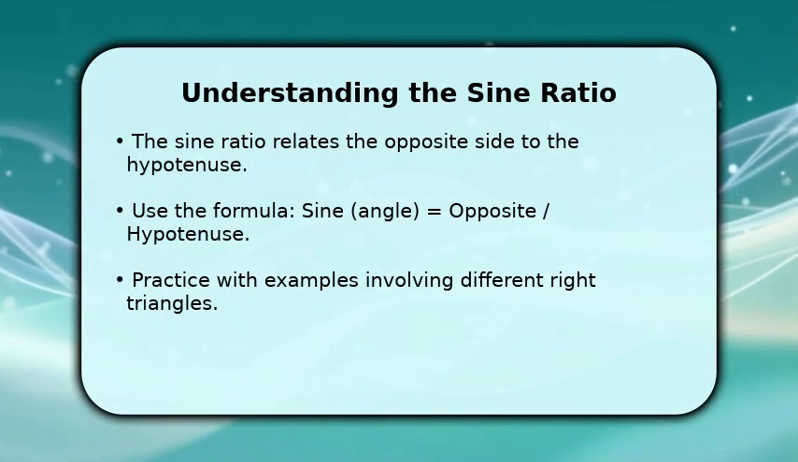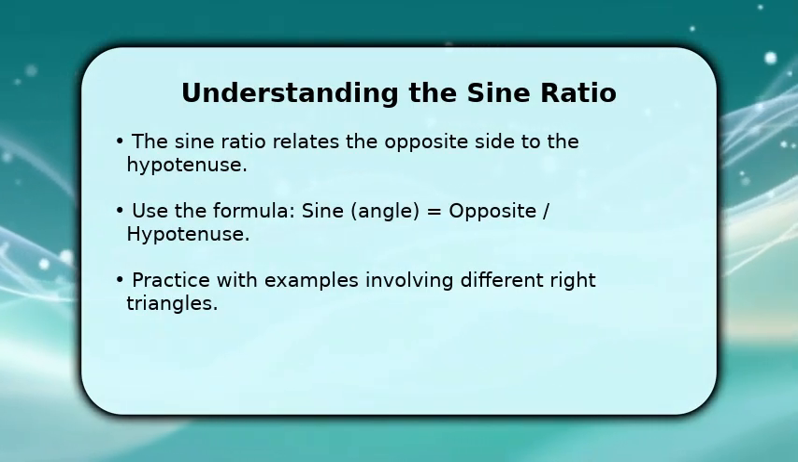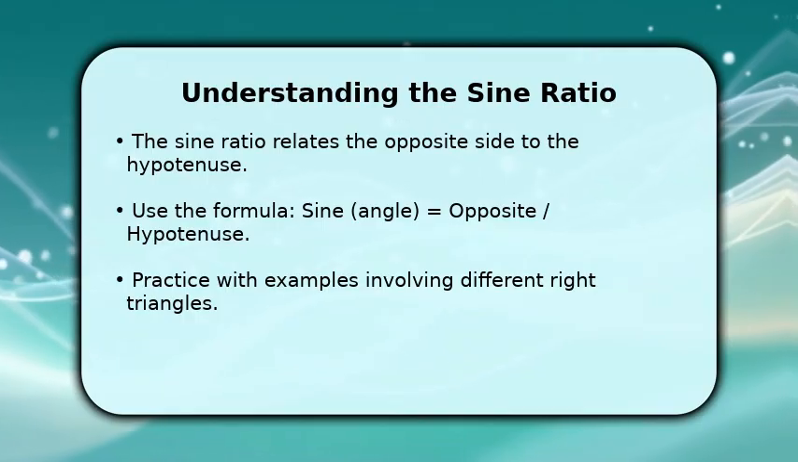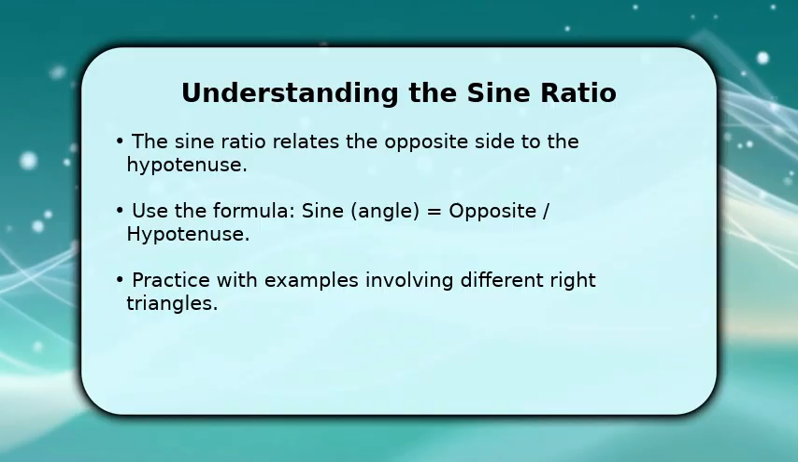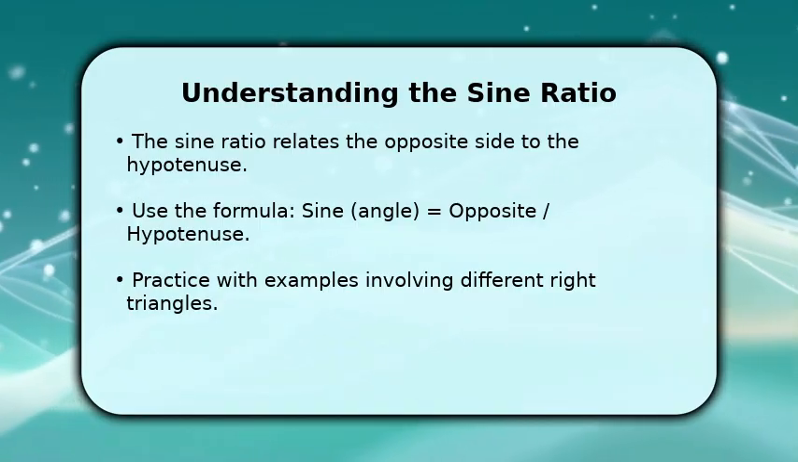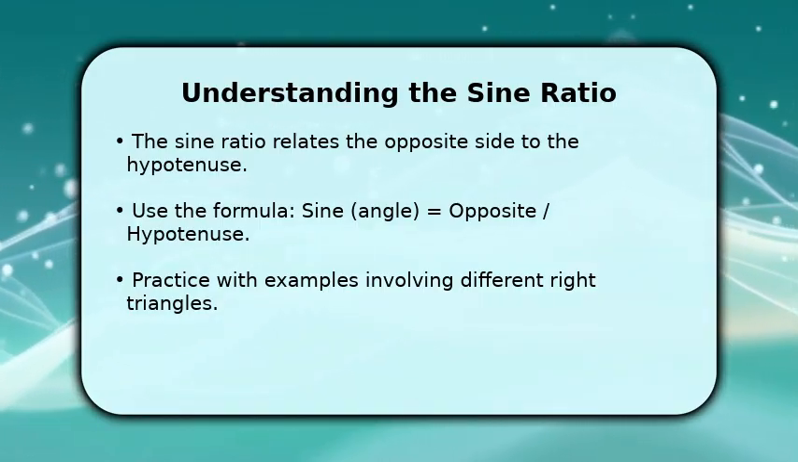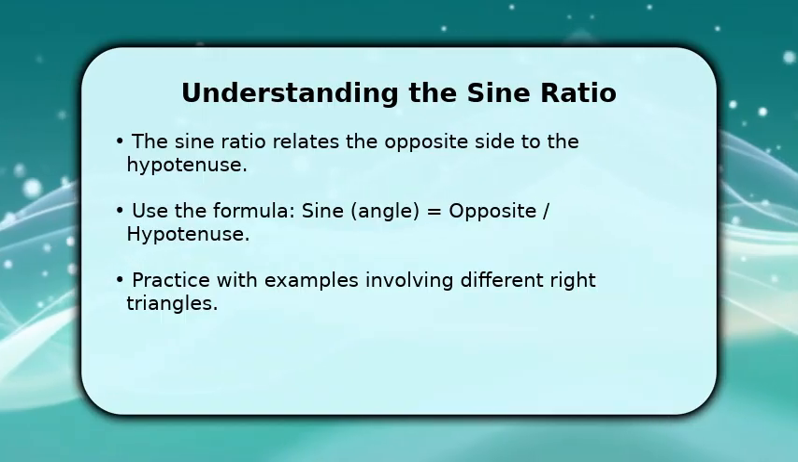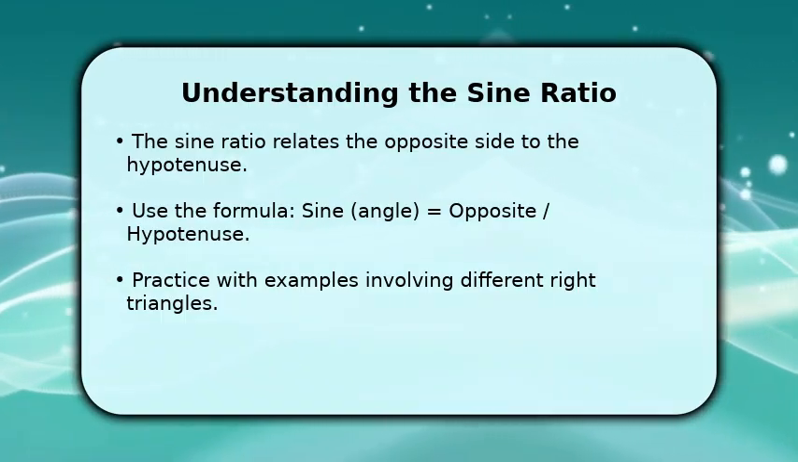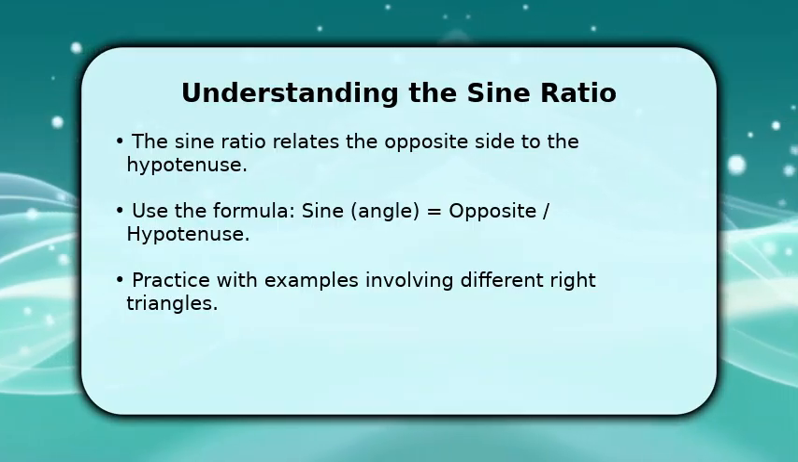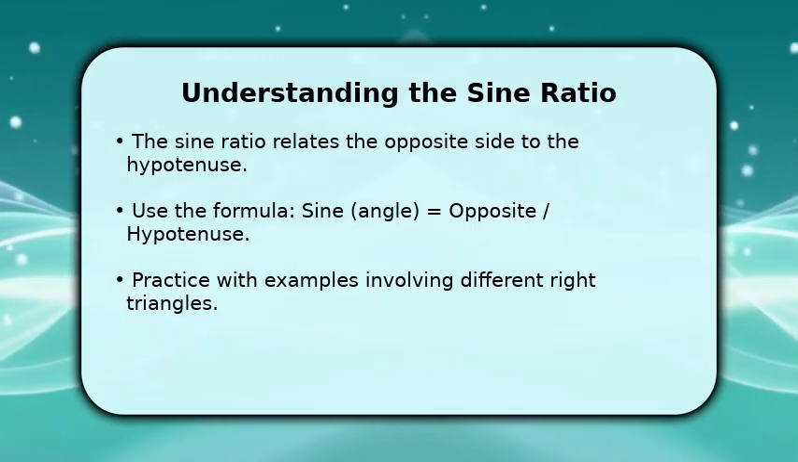Let's dive into the sine ratio. Sine is defined as the length of the side opposite the angle divided by the length of the hypotenuse. For instance, if you have a right triangle with an angle of 30 degrees, the sine of that angle would be the opposite side's length divided by the hypotenuse's length. Practice calculating sine for various angles to build your confidence.